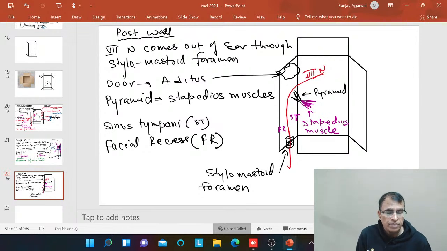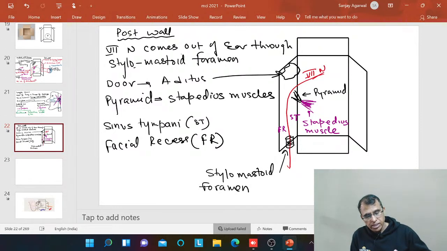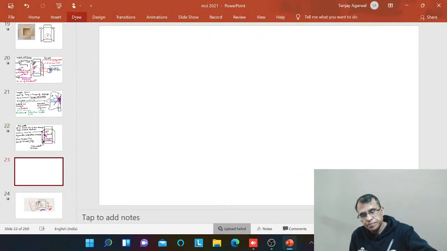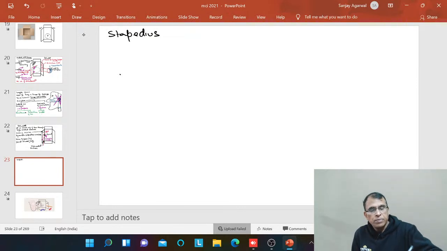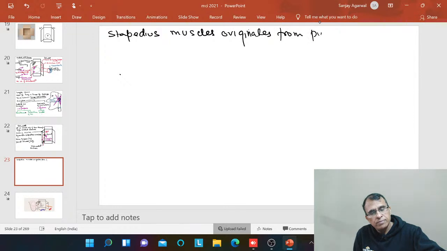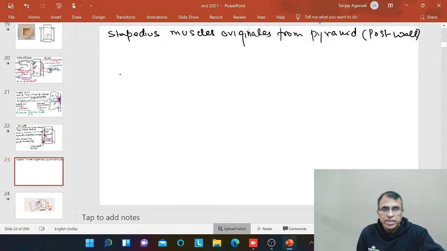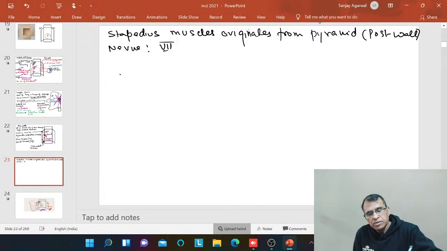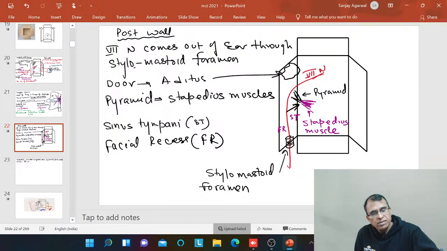We'll discuss three things: the stapedius muscle, sinus tympani, and facial recess. Let us start with the stapedius muscle. Now, the stapedius muscle, as we all know, originates from the pyramid in the posterior wall. So, if pyramid is not given, posterior wall is the correct answer. The nerve supply is the facial nerve, a branch of the facial nerve. If you look at this diagram, from here a branch will go up and supply it. Very easy.